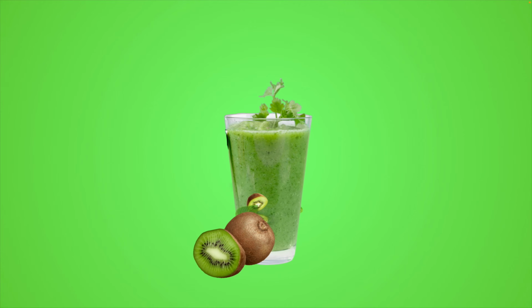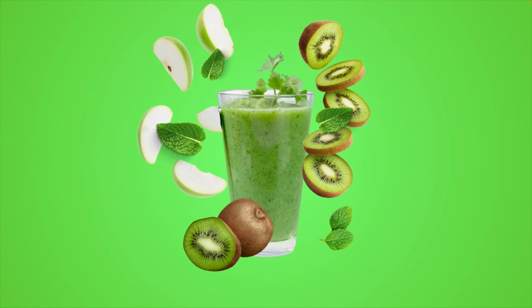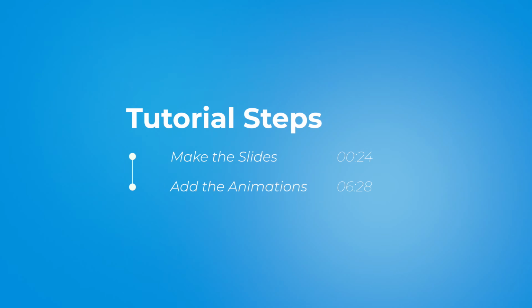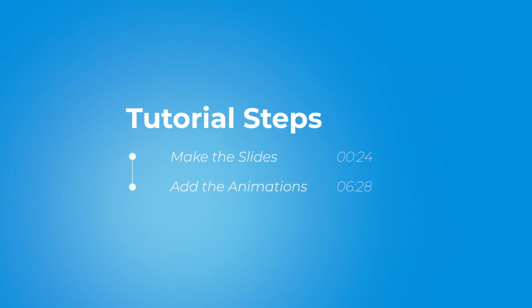In today's tutorial, we're learning how to make this explosion from a smoothie in Canva, also transitioning to a text content rich slide, all using the elements that are available in Canva. I split this tutorial up into two parts. First, we'll make all the slides, and then we'll look at the animation part and fine-tuning it.